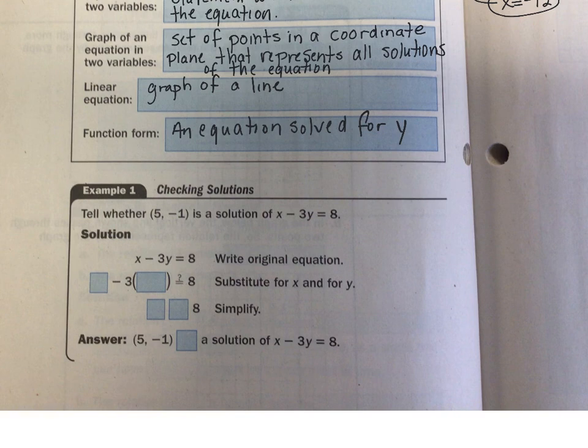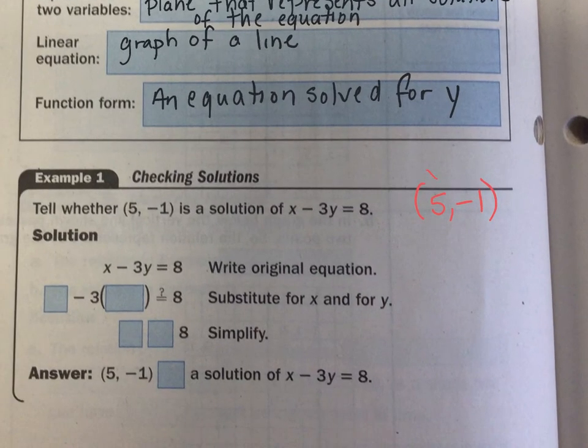So it says, tell whether 5, negative 1 is a solution of x minus 3y equals 8. Okay? So when you're looking at this equation and you're trying to tell, is it a solution, you have 5, negative 1. 5 represents the x, and what's the y? Negative 1. We just plug this into the equation. So I'm going to put 5 in place of x. So we write 5 minus 3 times my y, which is negative 1. And I want to know, is that equal to 8?